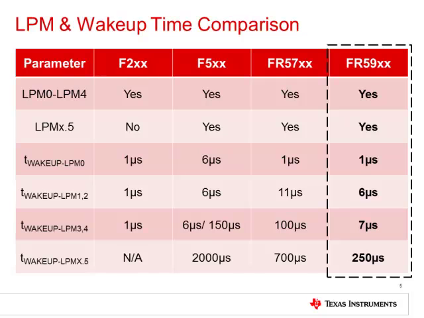In general, low-power modes 0 through 4 exhibit faster wake-up because the digital core is kept powered. Wake-up time from LPM3.5 or 4.5, on the other hand, is similar to waking up from a power-on reset. In this slide, you can see the comparison between different families of the 430 starting from the F2XX all the way to the FR59X. For more accurate information on wake-up times, please refer to the device datasheet.